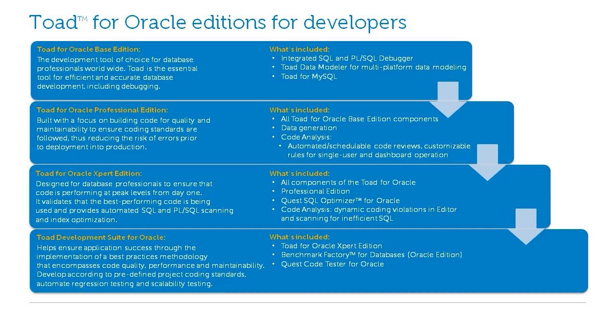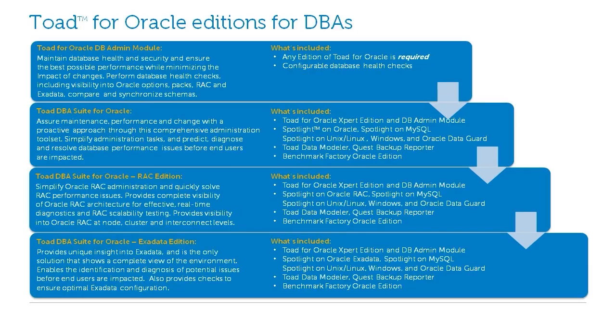Expert edition brings in the SQL tuning, our SQL optimizer tool, which is going to help you very quickly identify where you got performance issues in SQL and tune them. And then the development suite, which is recommended for development teams, covers the whole development life cycle. So it includes code testing, unit testing. It also includes scalability testing, and lots of other features that are designed to ensure that development teams build quality applications. For DBAs, we have the database admin module, which can be added to Toad, which gives you a number of database administration features that the standard Toad for Oracle does not have.